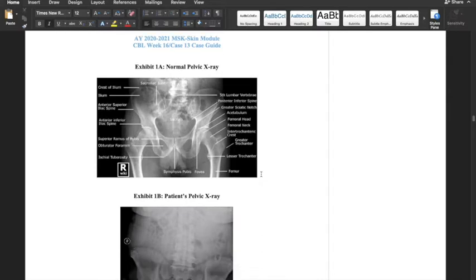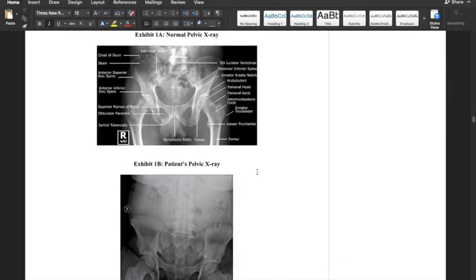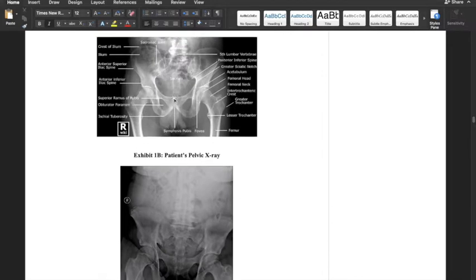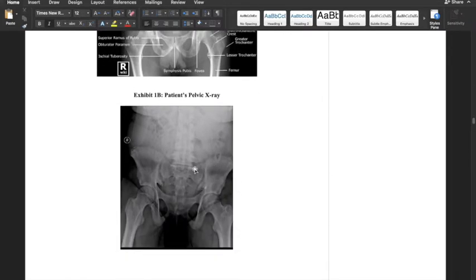So next we have a pelvic x-ray. Not something that I see very often, but it can be helpful when you're evaluating for cases of hip pain. This is a normal example, and then looking at our patient's.